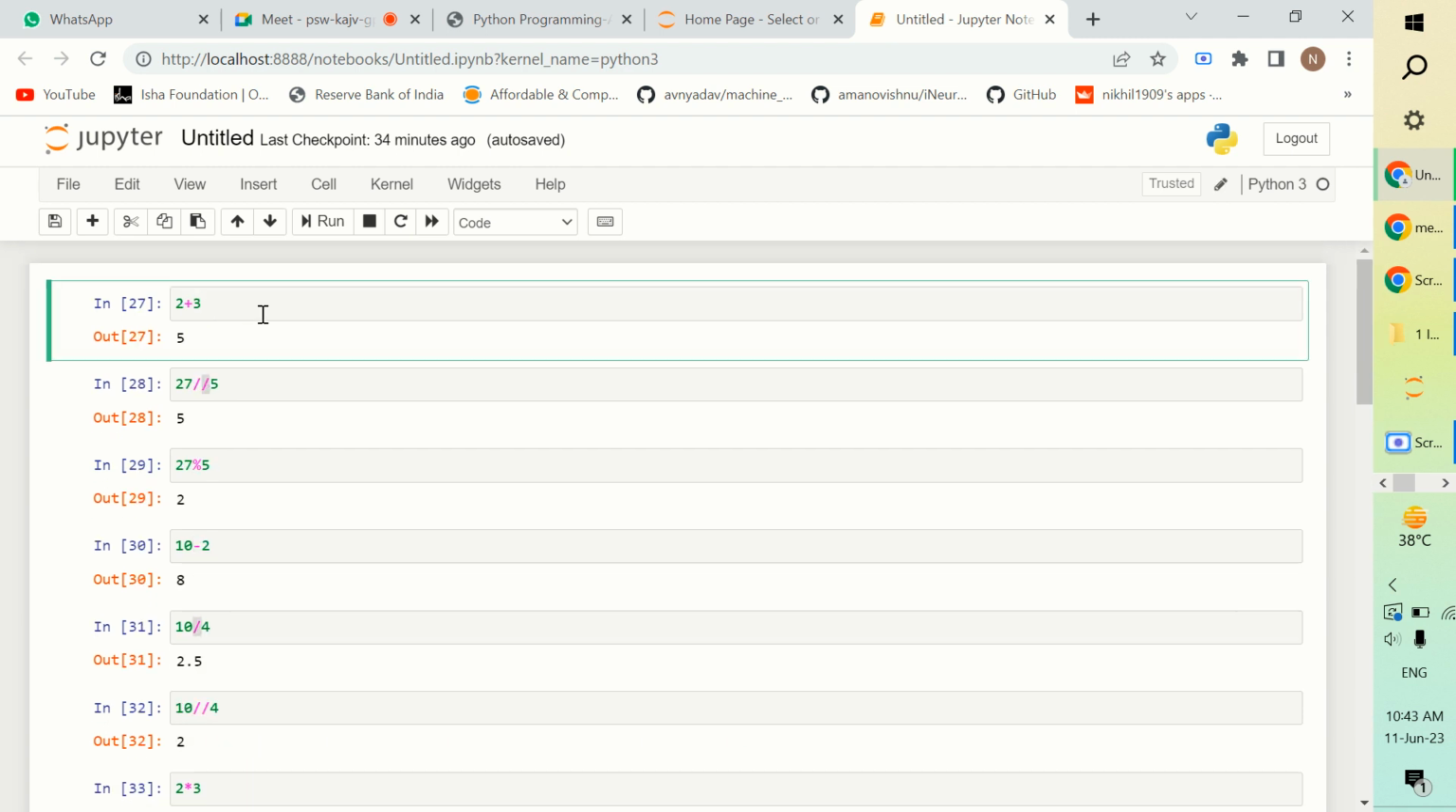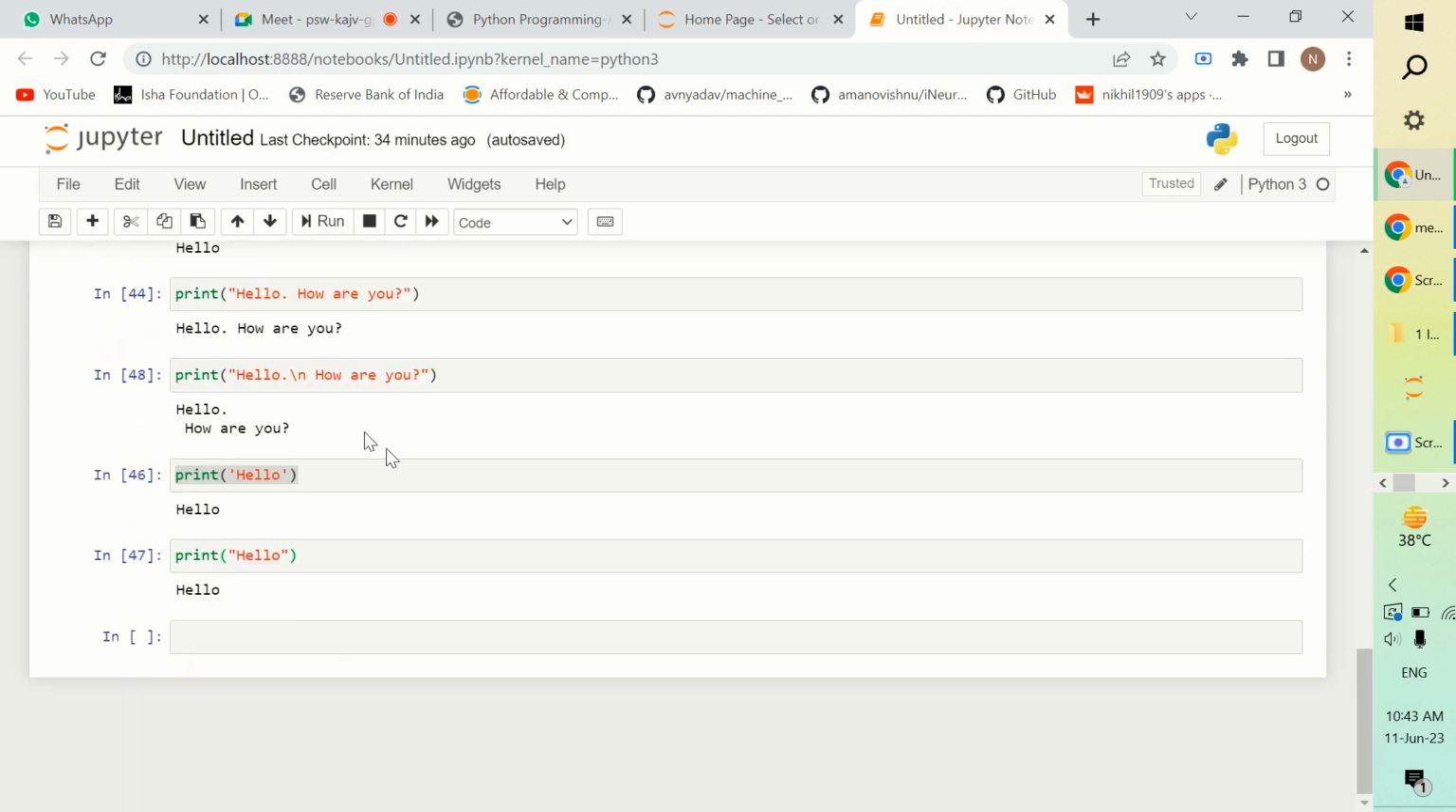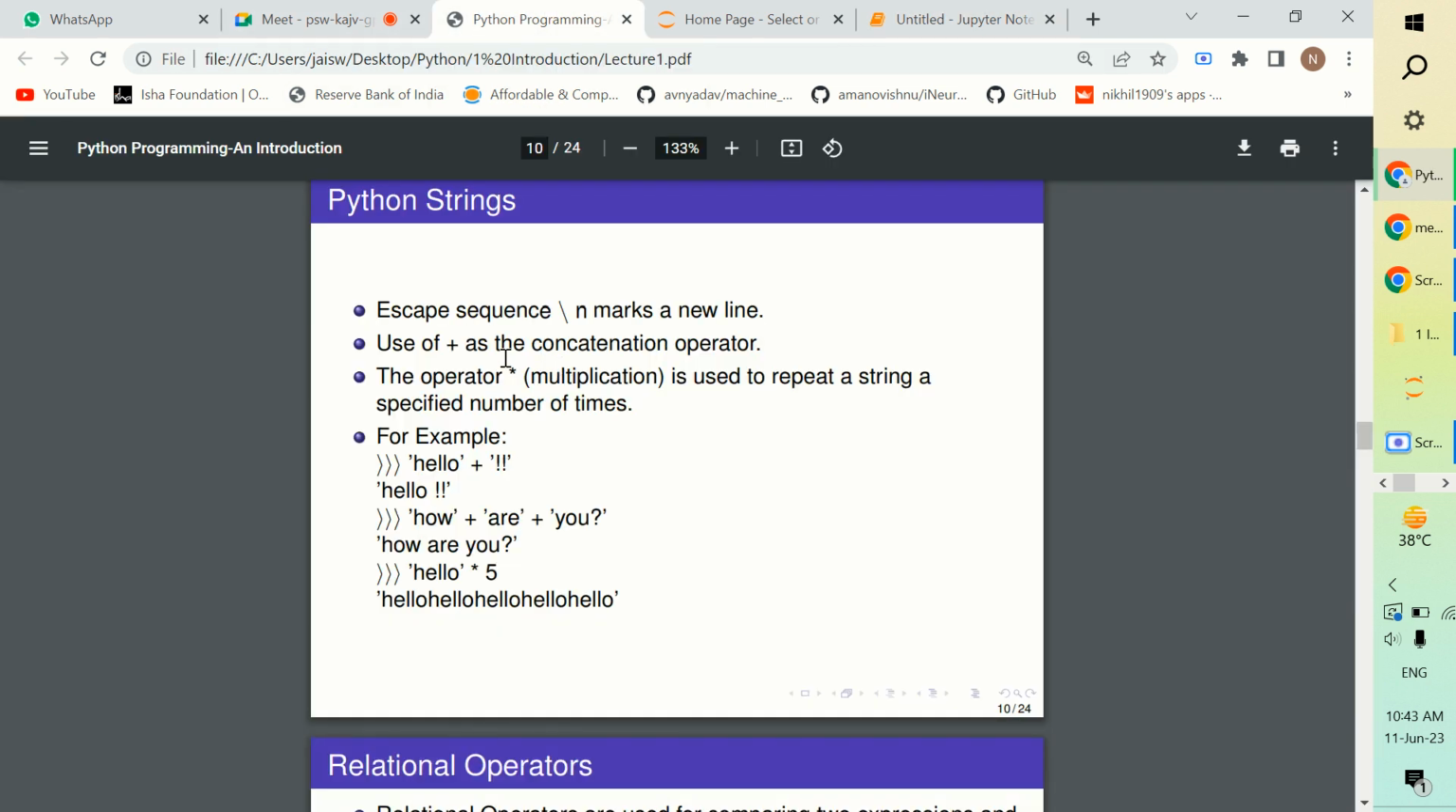ठीक है, you can write all the codes in a single cell only, or you can use different cells for different lines of code. Okay, it's up to you. So we were at the Python strings. So \n is to mark a new line, and this plus operator, when we use it with strings, is called concatenation operator.